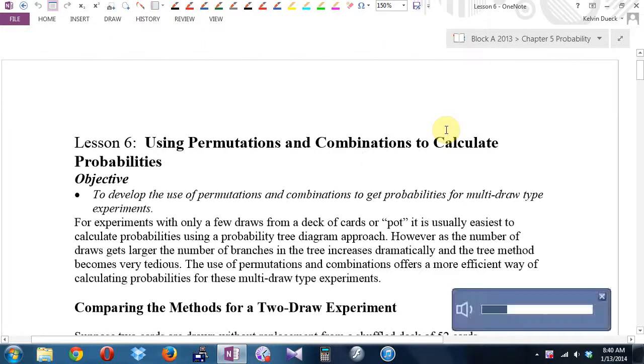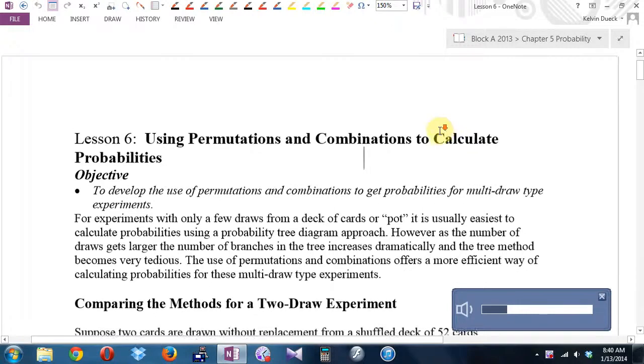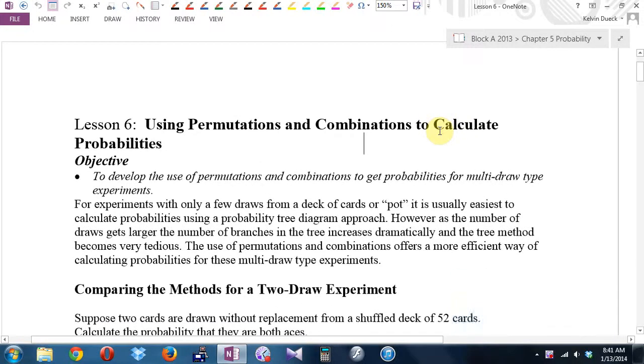So let's start. Lesson 6. We'll do the first half today. We'll finish it off tomorrow. And Justin, it says this. The title is Using Permutations and Combinations to Calculate Probabilities.